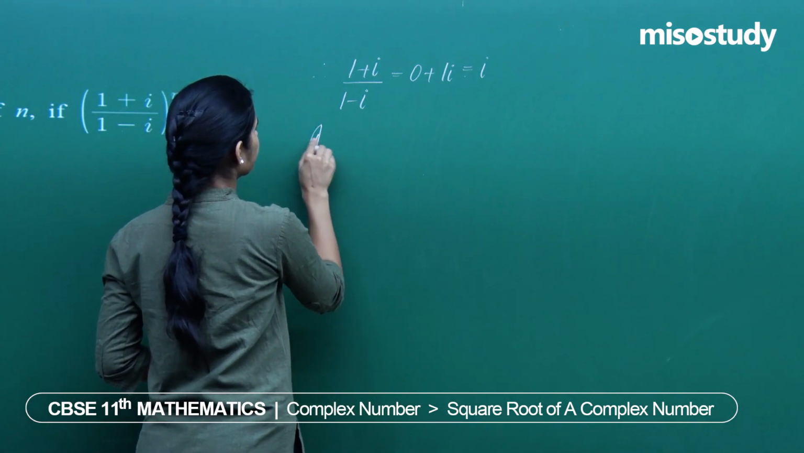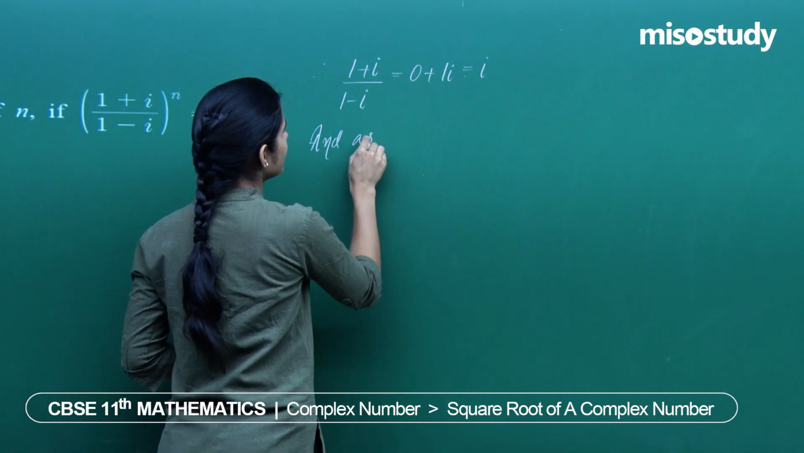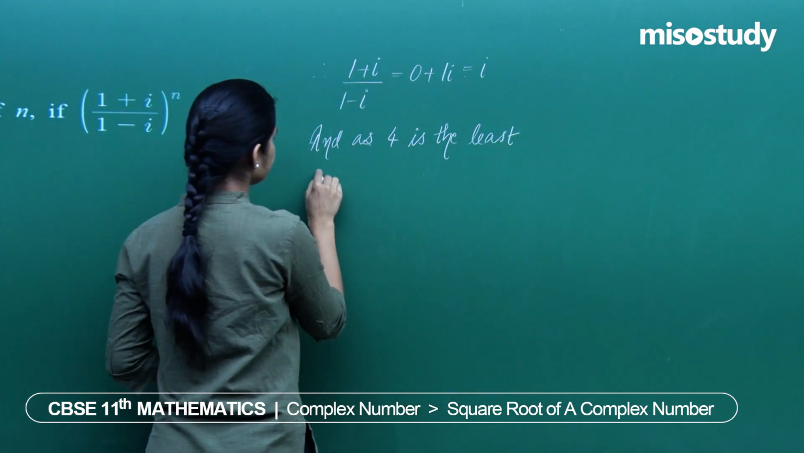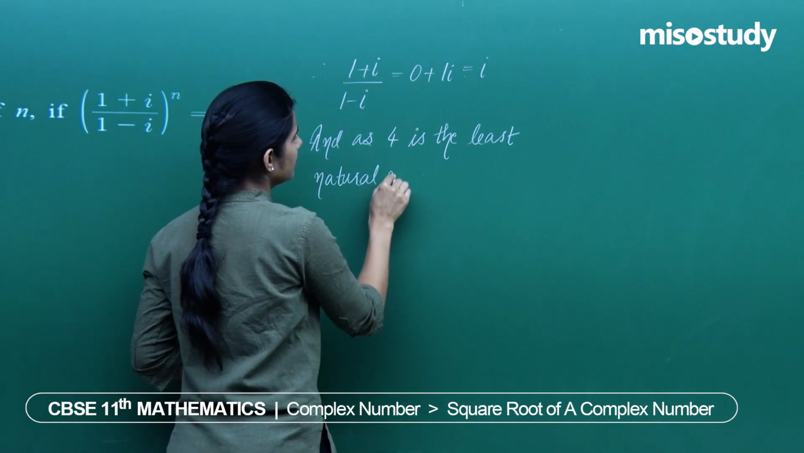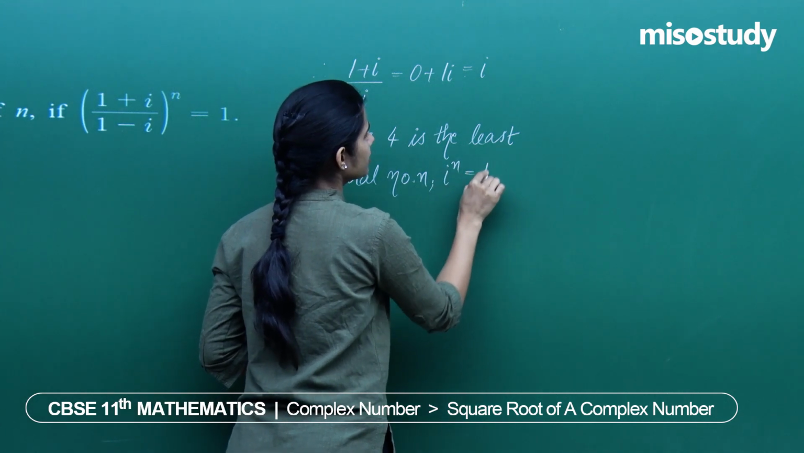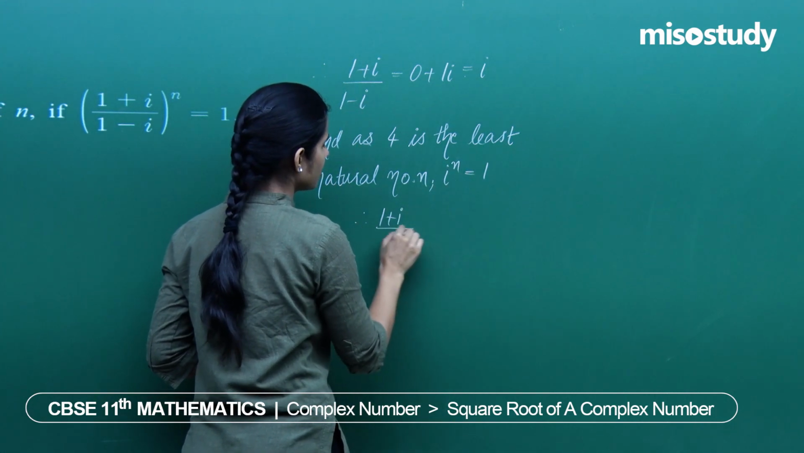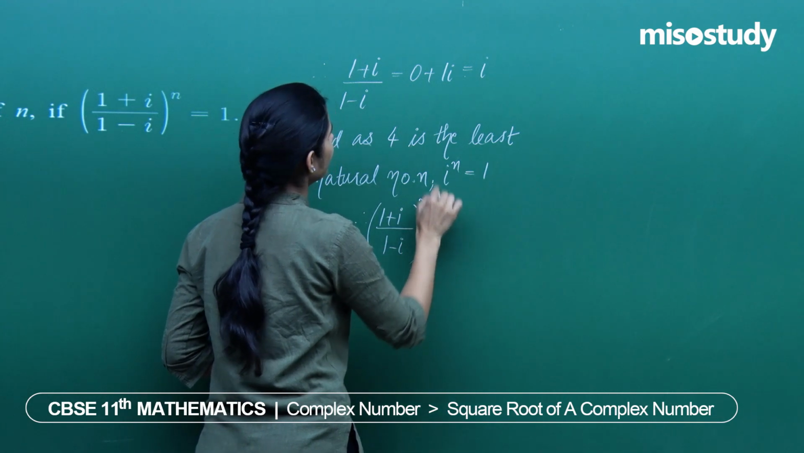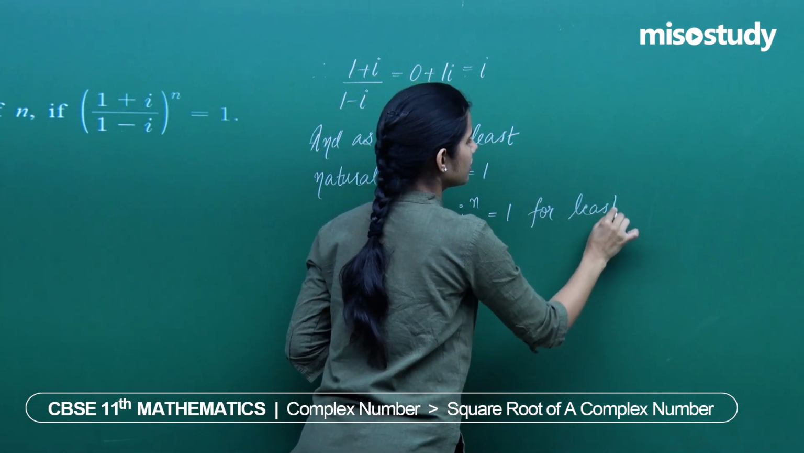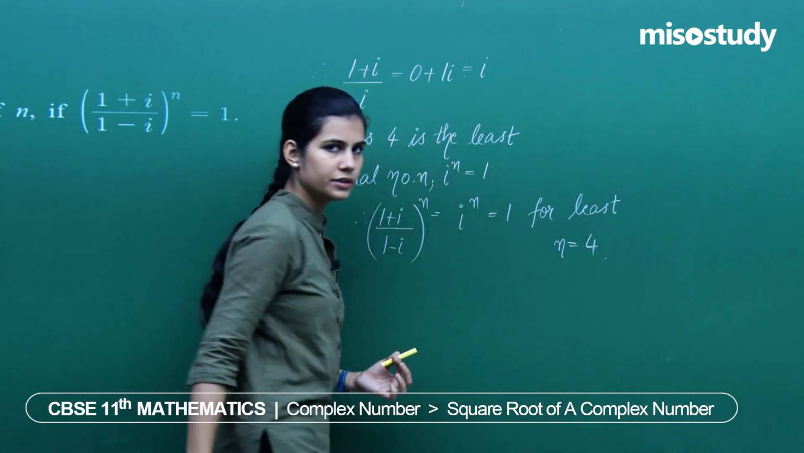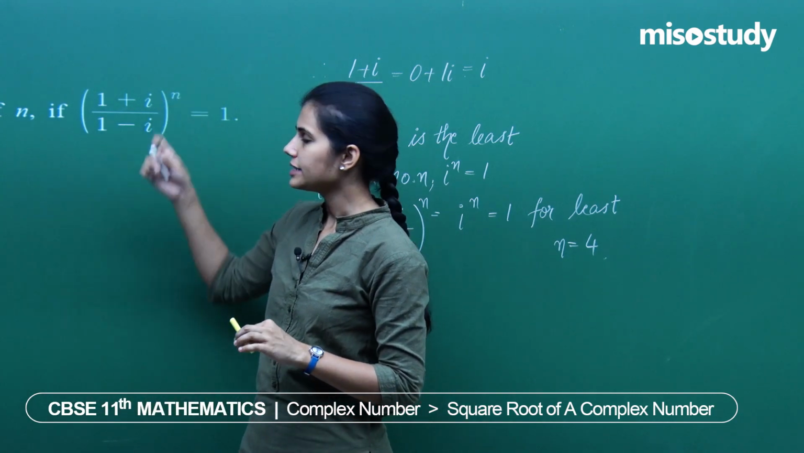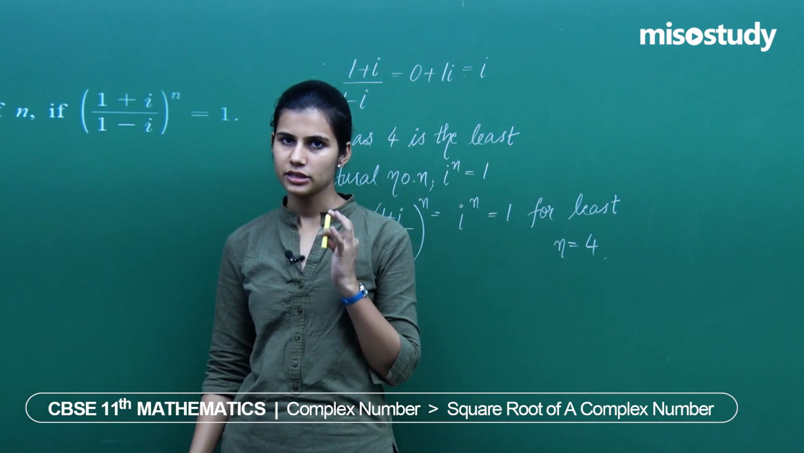So, as 4 is the least natural number n such that iota raised to the power n is 1, therefore (1 plus iota) upon (1 minus iota) raised to the power n is actually iota raised to the power n, which equals 1 for least n equals 4. The least natural number n for which (1 plus iota) upon (1 minus iota) raised to the power n is 1 is n equals 4. So, your answer is n equals 4.